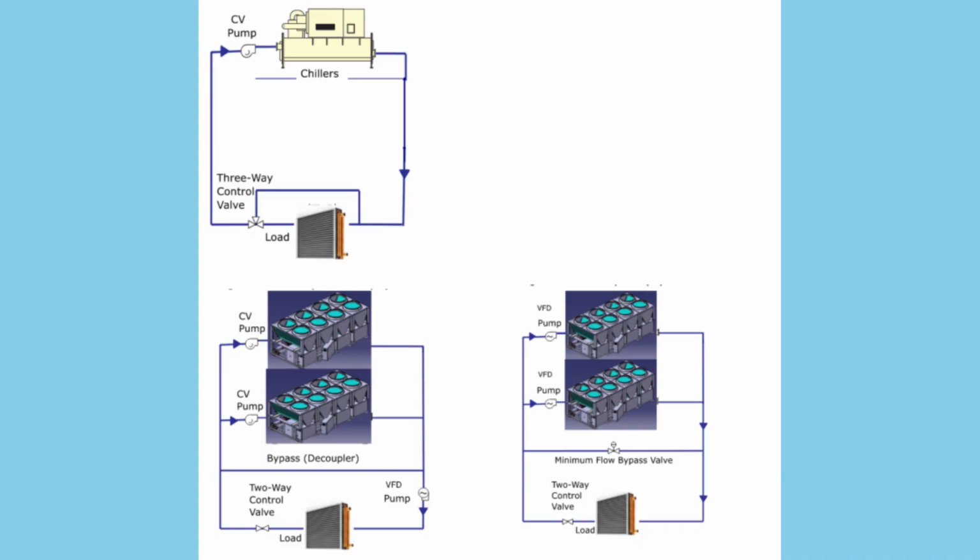3. Variable primary flow, VPF, system. The most modern approach. Here, a single set of pumps serves both chillers and loads. Flow through the chillers varies directly with demand, while a small bypass line ensures minimum chiller flow. This design uses fewer pumps, smaller electrical gear, and offers significant energy savings when properly controlled.